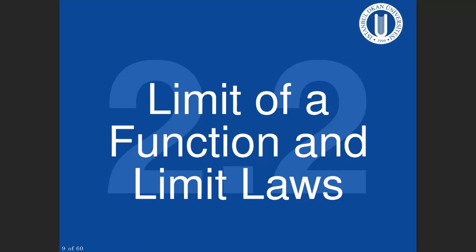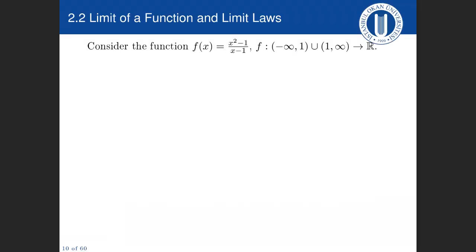I don't want to say anything else about section 2.1. I want to move straight on to section 2.2, the limit of a function and limit laws. Consider the function f of x is x squared minus 1 divided by x minus 1. This function is defined everywhere except at x equal to 1 because we can't divide by 0. So the domain is the open interval from minus infinity to 1 union the open interval from 1 to infinity.